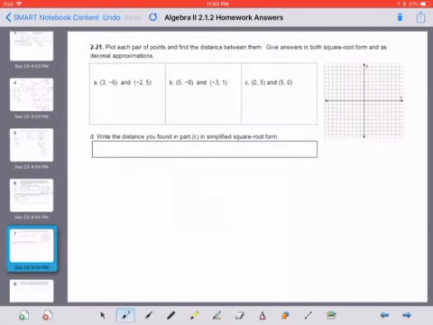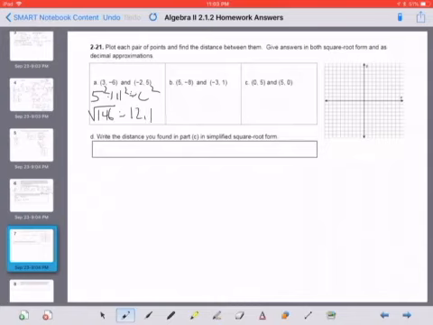Okay. Problem number 221 says, plot each pair of points and find the distance between them. Give answers in both square root form and as a decimal approximation. So I'm just going to write out the answers for this one. I'm not going to show all my work. But for A, I knew that the y's were 11 apart and the x's were 5 apart. So I just did 5 squared plus 11 squared equals c squared. When I figured that out, I ended up with the square root of 146, which is about 12.1.